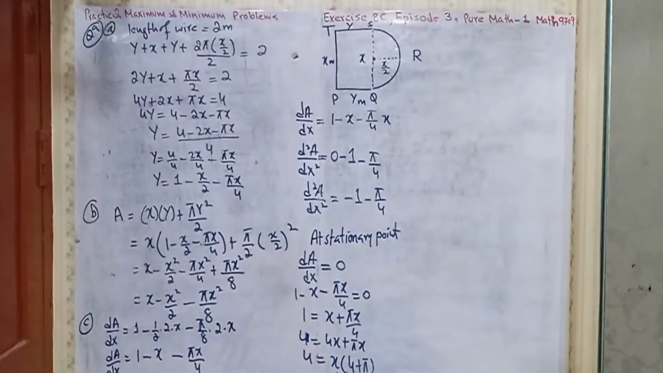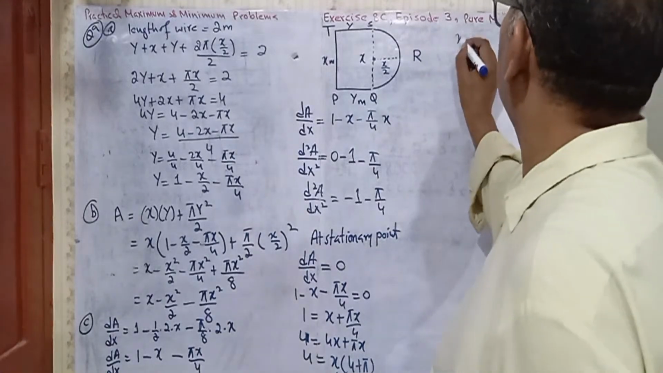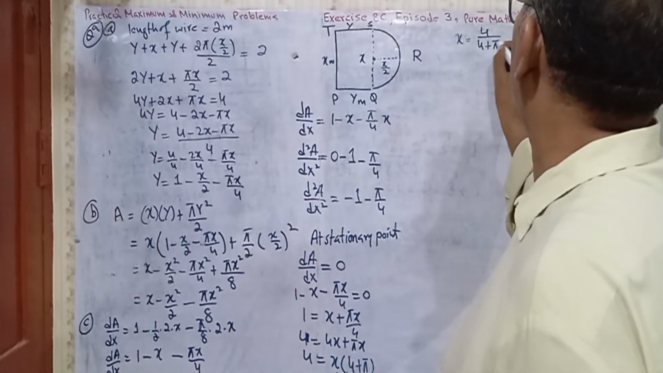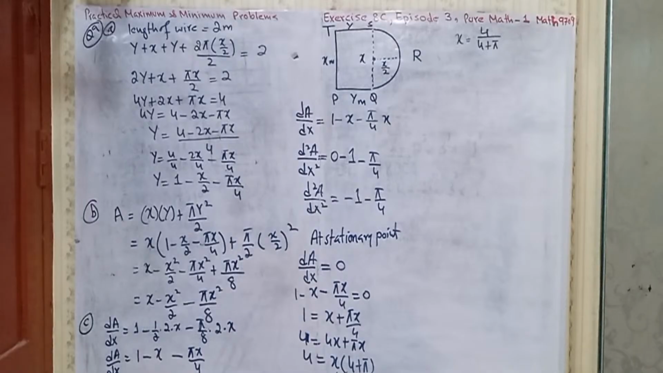Find the value of x for which there is a stationary value of A. We just found that value. So the x value is 4 divided by 4 plus pi. Okay, let me check, sir. This is the D part. 4 divided by 4 plus pi is the right answer, sir.